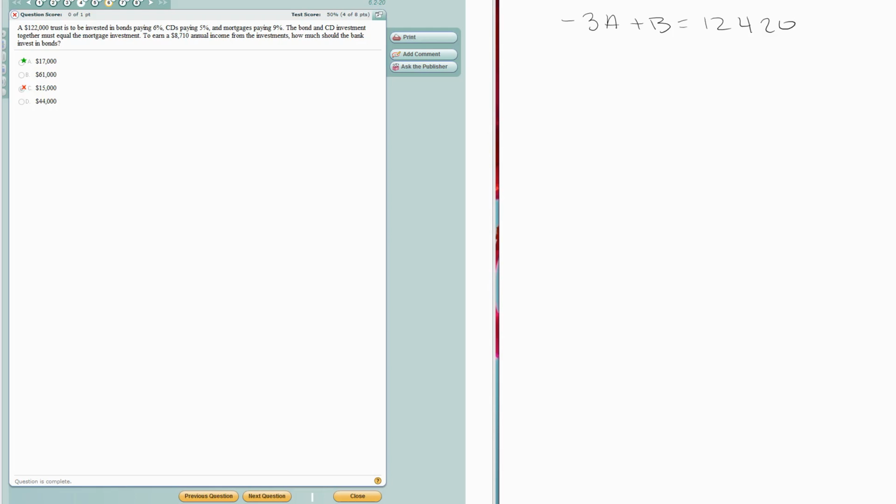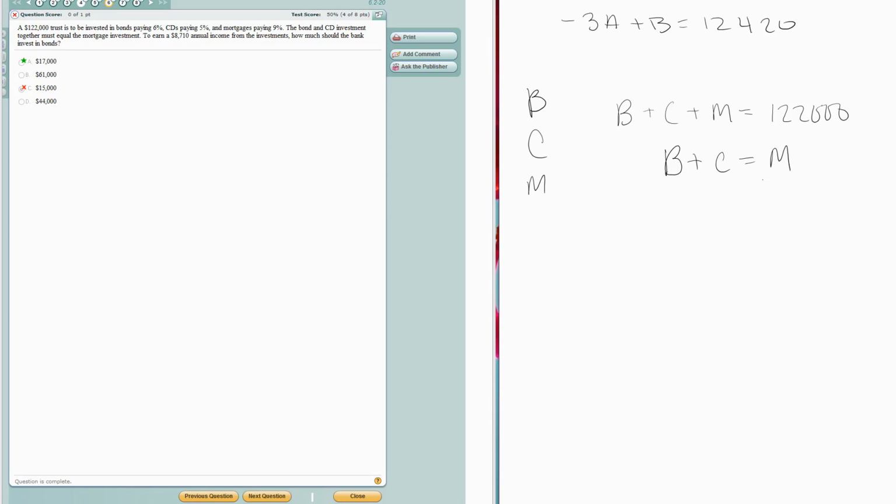Okay, so we have 3 things here. We have bonds, we'll call those B. We have CDs, we'll use C. And mortgages, we'll have M. Now, we're told the very first thing that the total trust is 122,000. So we're going to have B plus C plus M is 122,000. The next line tells us that the bond and CD investment together must equal the mortgage investment. So B plus C must equal M.